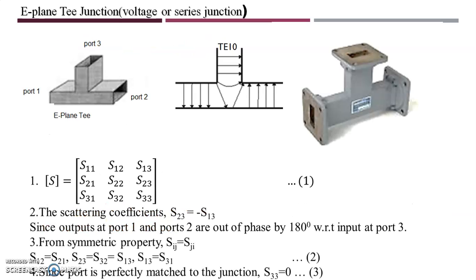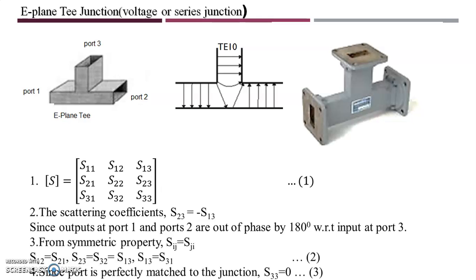Now another tee is there, that is called the E-plane tee, also called a voltage or series junction. So basically in the E-plane tee, a rectangular slot is cut along the broader dimension of a long waveguide, and a side arm is attached as shown in the figure. Port 1 and port 2 are called the collinear ports, and port 3 is called the E arm. When the TE10 mode is made to propagate into port 3, the two outputs at port 1 and port 2 will have a phase shift of 180 degrees as shown in the second figure.